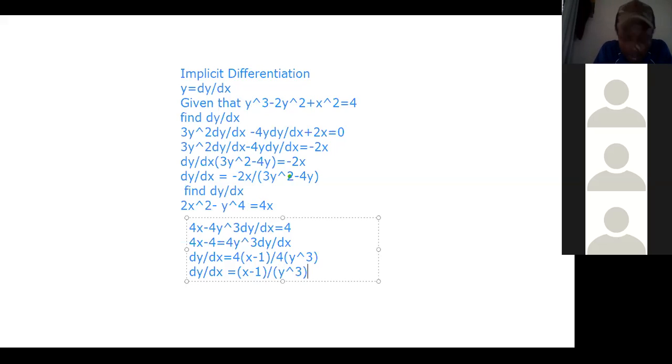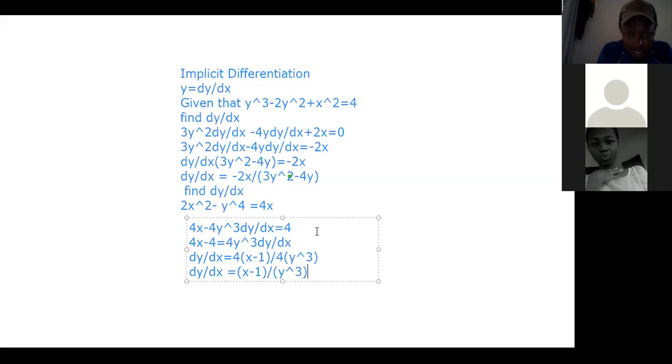Find dy/dx if 6y minus 3x raised to the power 4 is equal to 2y raised to the power 6.